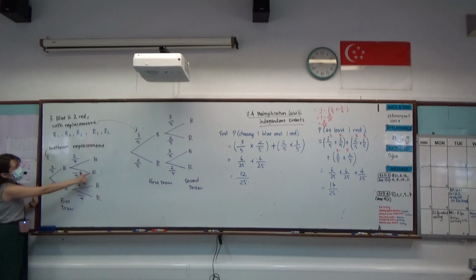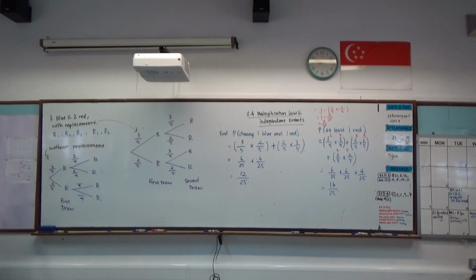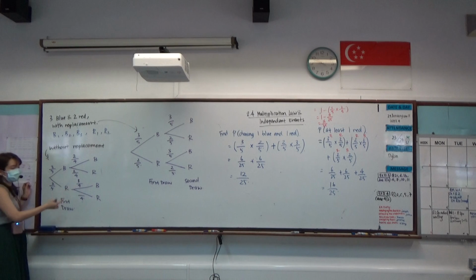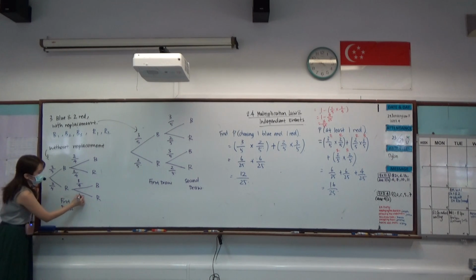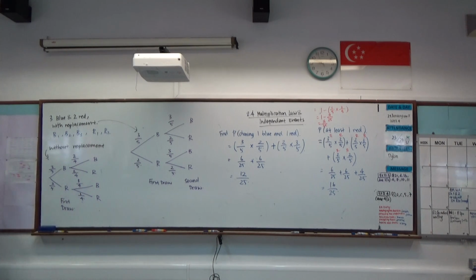Then for the number of red balls, because I took out one blue only, the number of red still remains the same, 2 over 4. Okay? So similarly, if I first took out a red one, the number of blue ones remains the same, 3 over 4. The number of red ones will be reduced to 1, so the probability is 1 over 4.